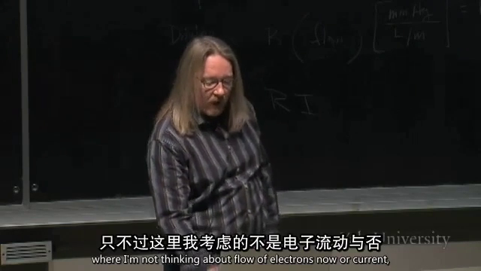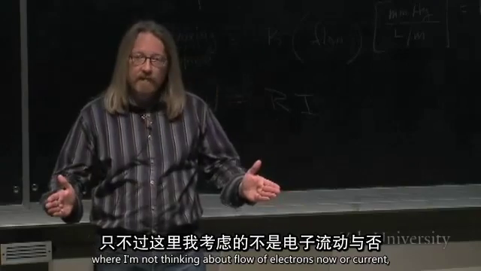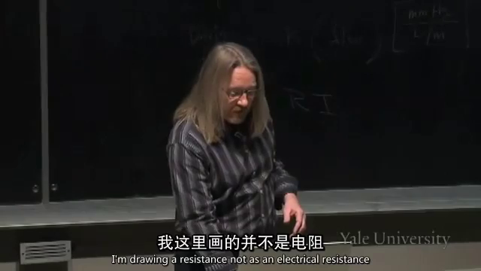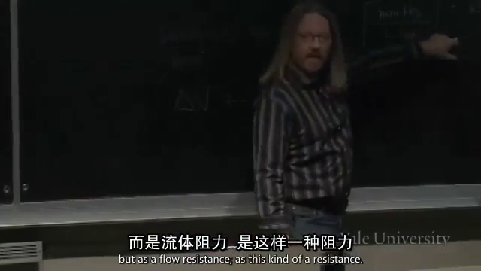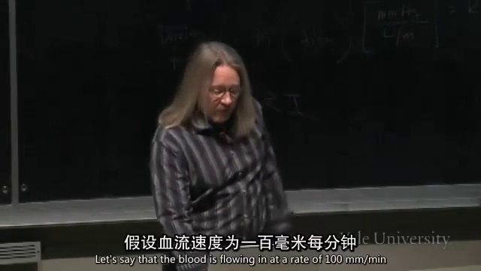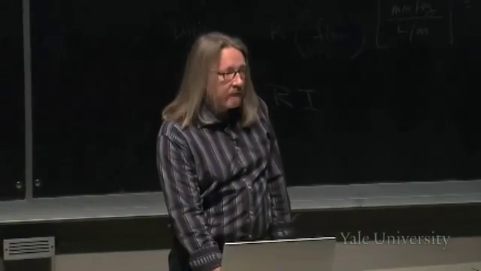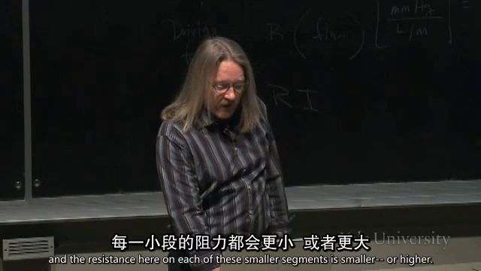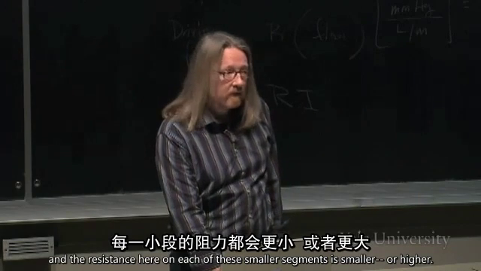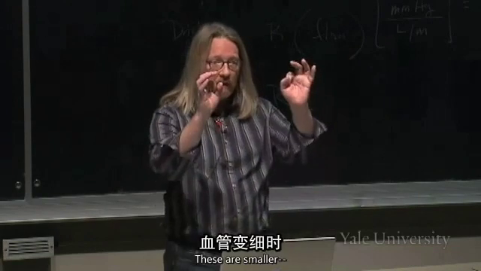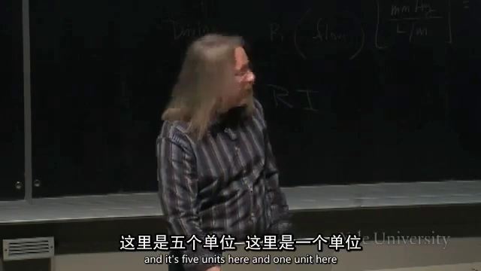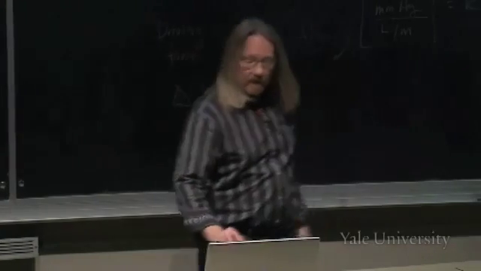I'm not thinking about flow of electrons now, or current. I'm thinking about flow of fluid. But I'm drawing a resistance not as an electrical resistance, but as a flow resistance, as this kind of resistance. Right? And let's say that the blood is flowing in at a rate of 100 milliliters per minute, and that the resistance here is 1 unit, and the resistance on each of these smaller segments is higher. These are smaller. It branches into smaller vessels, so they have a higher resistance. And it's 5 units here and 1 unit here, and the units are these.